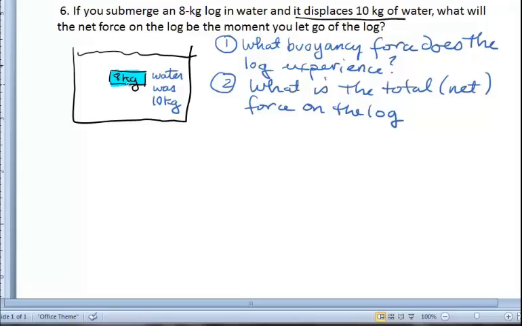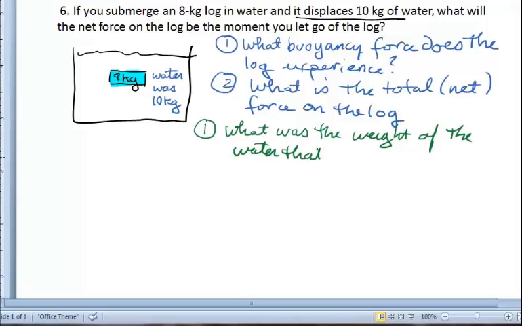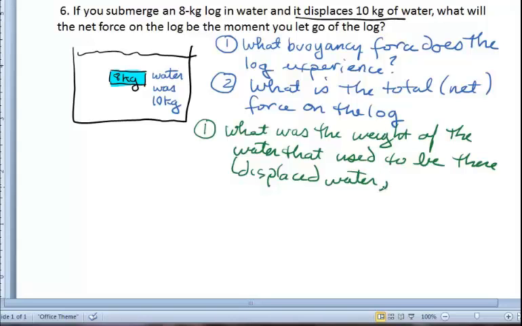So first off, I'll turn green now. The first step is always, what was the weight of the water that used to be there? Or you can say the displaced water. So in this case, you can figure out pretty easily what it is. Here's the water. They say it's 10 kilograms. 10 kilograms times 10 meters per second squared, and that means it was 100 newtons. That's what the water that would have been there would have weighed.